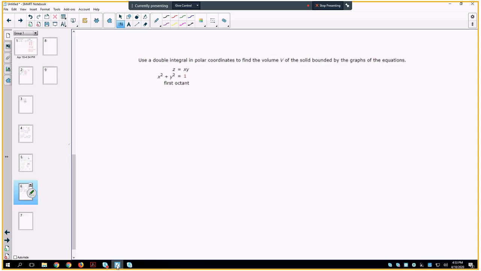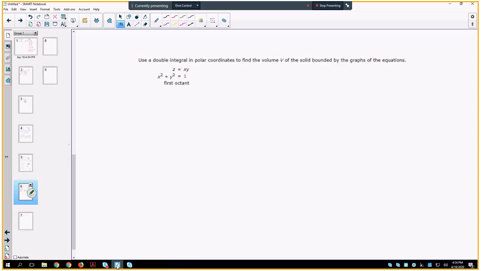So it looks like we have another example where we're given some information about a region over which we want to integrate in rectangular coordinates. We want to switch to polar coordinates. We have a function, and we're going to integrate to find the volume of the solid formed by the function. We're told we're in the first octant, and that x squared plus y squared is equal to 1.